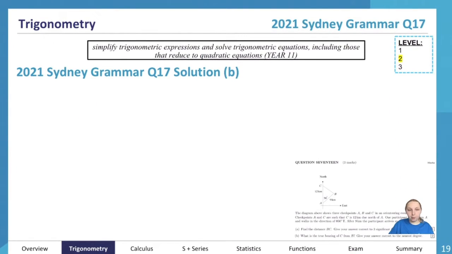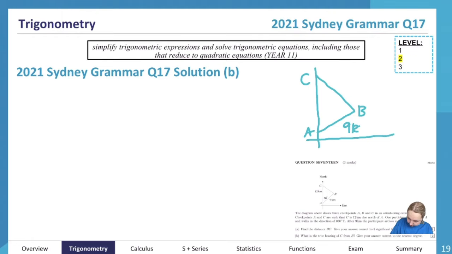Then for part B, I'm going to redraw this diagram again super quickly, just so I've got a bigger picture to show you what I'm doing. So we've got C, A, and B. Got 9 kilometers, 9.28 kilometers, 12 kilometers, and then 50 degrees here. We've been asked to find the true bearing of C from B.